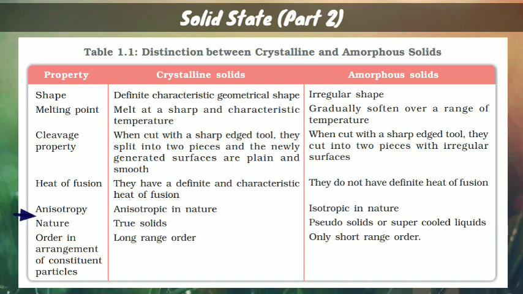And anisotropy, we have already discussed this one. Okay, so crystalline solids have an anisotropic nature, but amorphous solids are isotropic in nature. That means they will not exhibit anisotropic behavior. Isotropic is the character or properties which are opposite to anisotropic properties. And the nature of crystalline solids is true solid. We call them true solids, and amorphous solids are pseudo solids or supercooled liquids because they can flow. They have some properties of liquid, so they are known as pseudo solids.